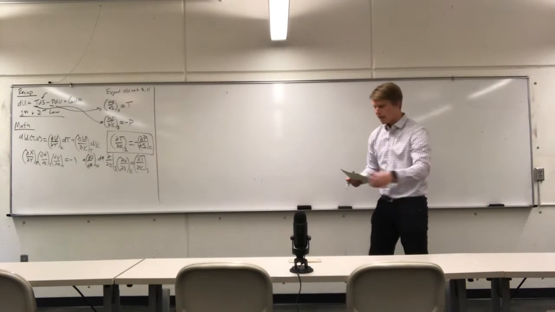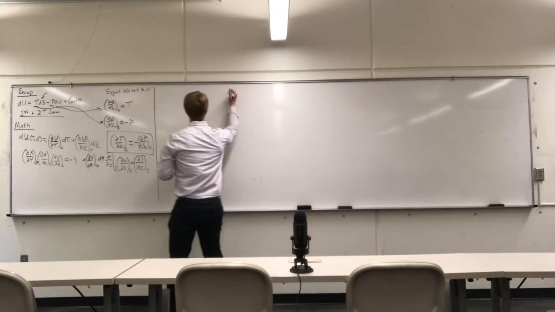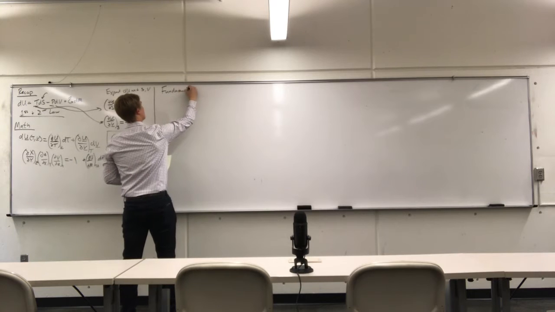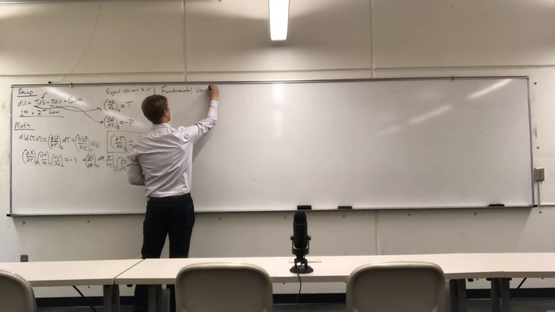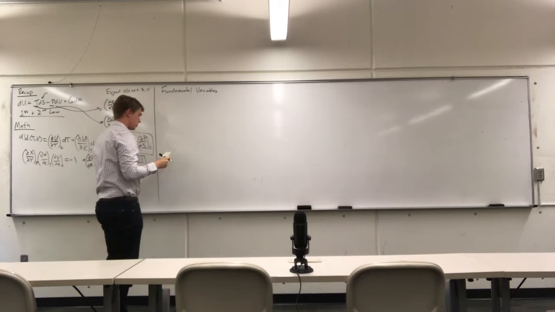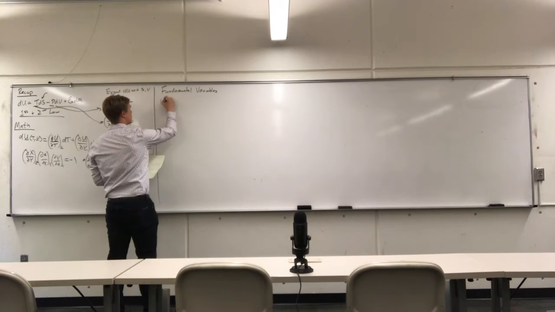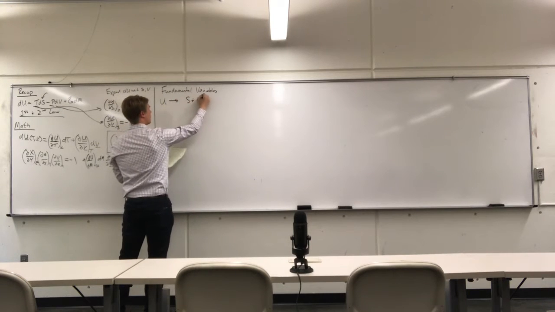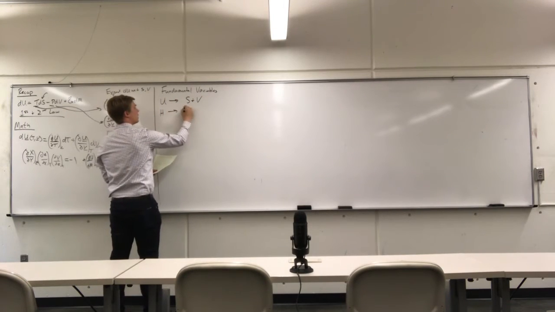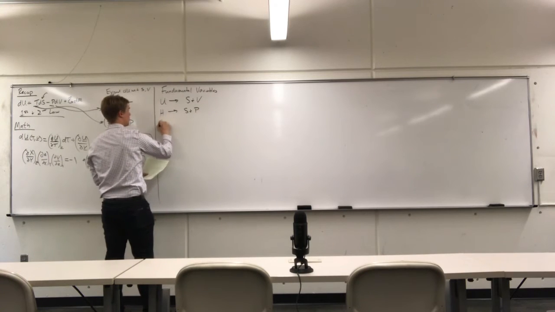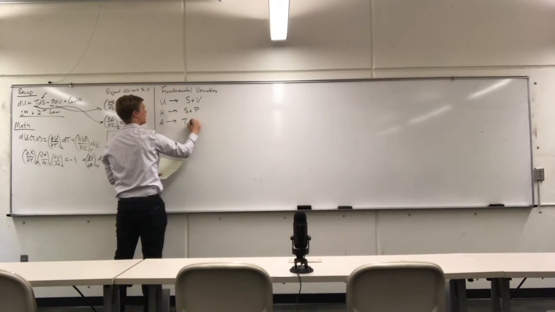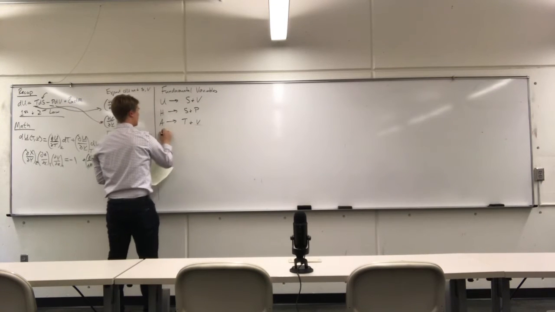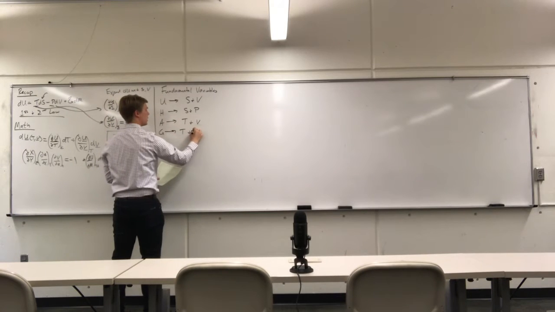All right, so they say fundamental variables. So the fundamental variables of the different energies: the fundamental variables of the internal energy are S and V. For enthalpy, they are S and P. For Helmholtz, they are T and V. And for G, they are T and P.